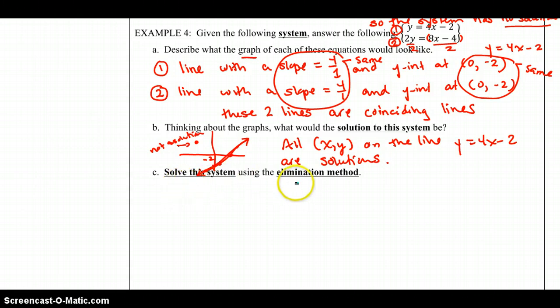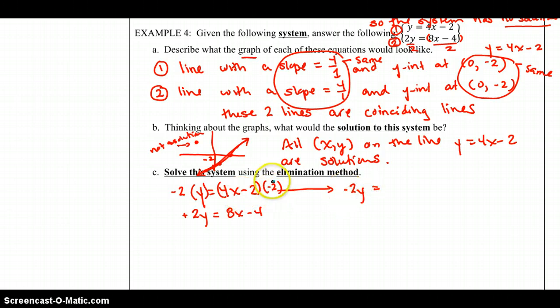So again, what happens to this one when we try to use the elimination method? We started out with y equals 4x minus 2 and 2y equals 8x minus 4. If we try to make one set of our coefficients opposites, this is a positive 2y, so we're going to try to make this a negative 2y. We're going to multiply each side of the equation by negative 2 using one of our properties of equality. So we're going to get negative 2y, and when we distribute, negative 8x plus 4. And this equation we're not going to do anything to.